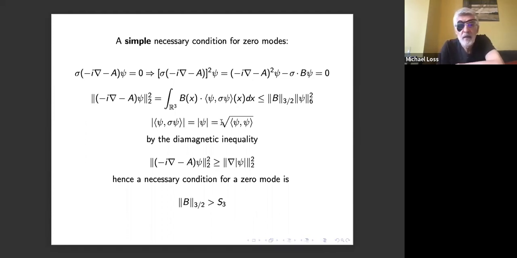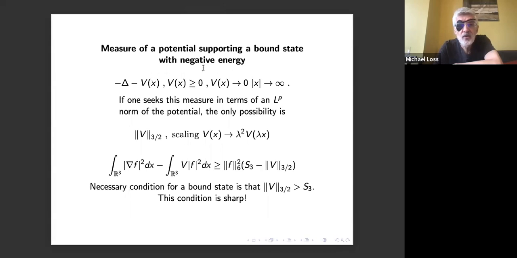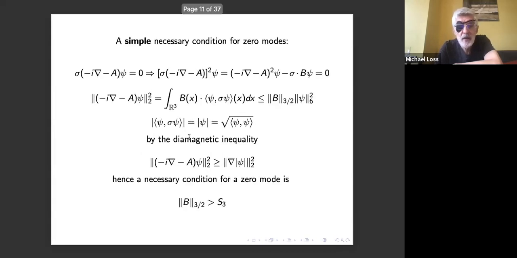And then again you use the diamagnetic inequality, which tells you that you can estimate this below by the gradient of the modulus of psi. And then you're back exactly to the case which I just discussed before, namely the magnetic field 3/2 norm should be bigger than S3. That's certainly a necessary condition for a zero mode. Of course, this is clearly extremely crude. This is not going to give you any decent result. And what Rupert and I tried to do was to improve on that.